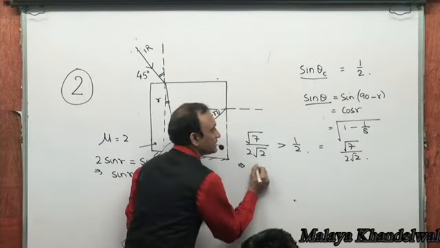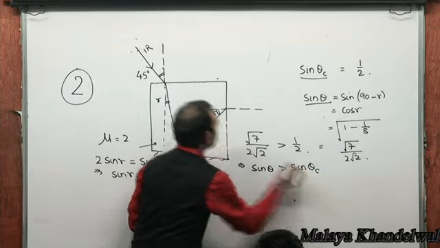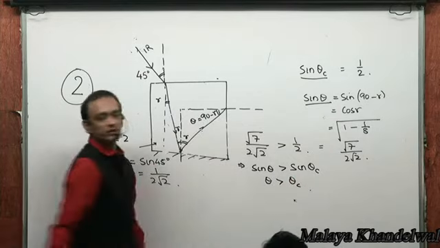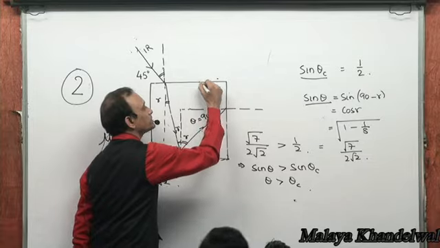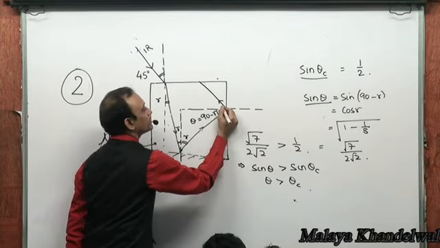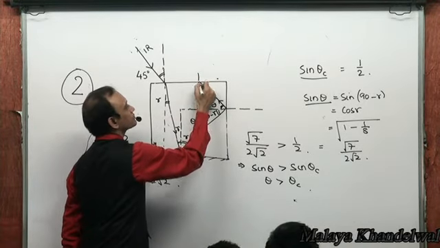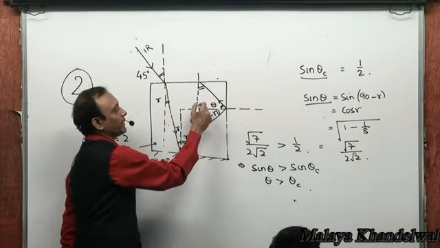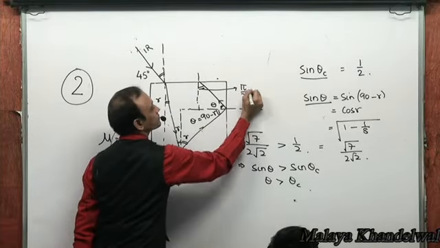That means sine theta is more than sine theta c. And this angle of incidence here is more than the critical angle between the pair of media. And therefore there is going to be total internal reflection here. This angle will also be theta, which is 90 minus r. And this angle therefore would be 90 minus theta. Do you realize that? This angle is going to be 90 minus theta.